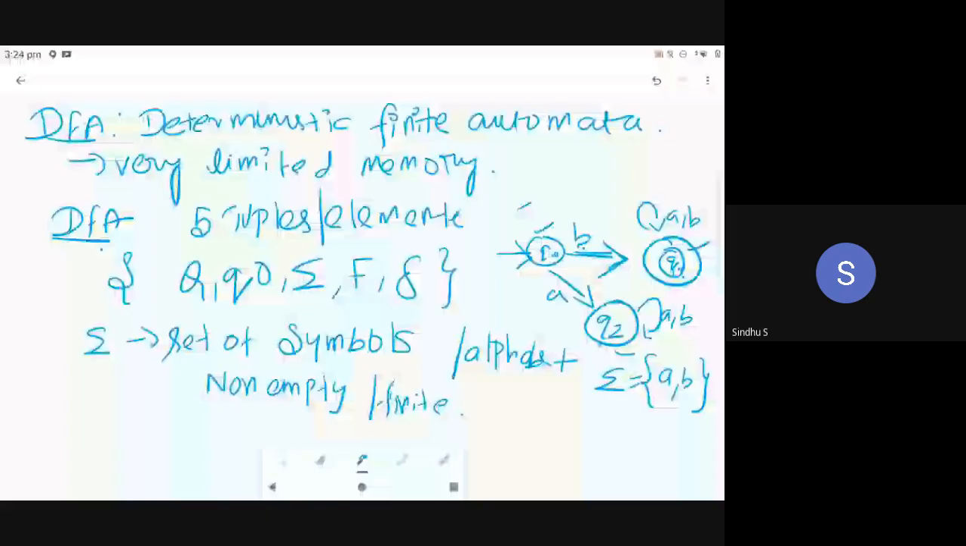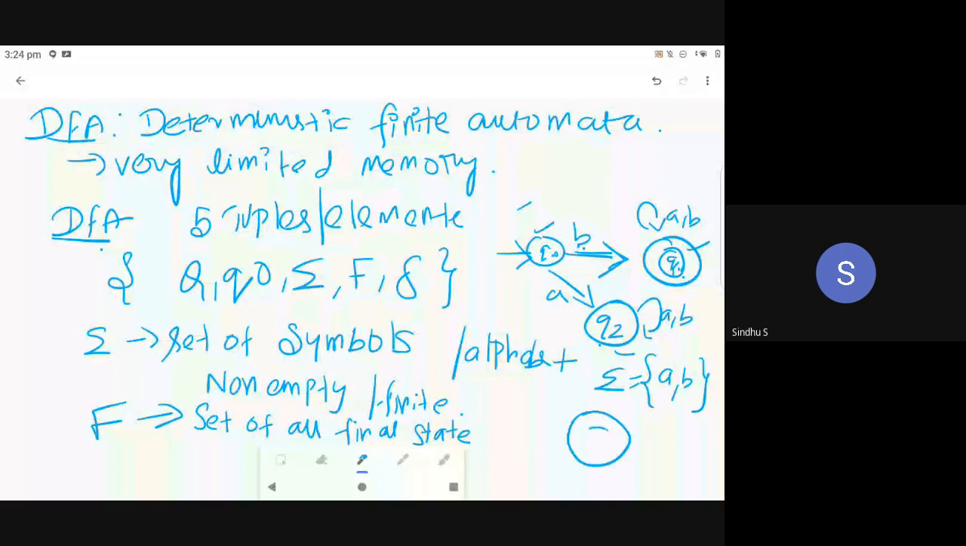Fine. Shall we go to the next representation? Yes, ma'am. Fine. And the fourth one is F. So F is the set of all final states. What do you mean by final state? The representation of a final state is a double circle in the machine. Which state is encircled with the double circle in my example? Q1. So in my example, Q1 is my final state.